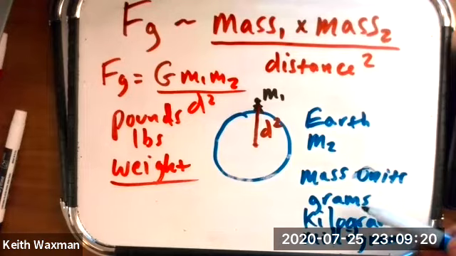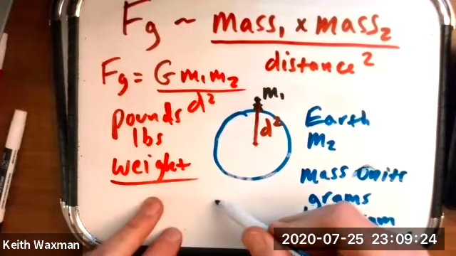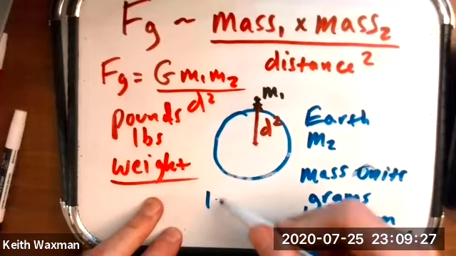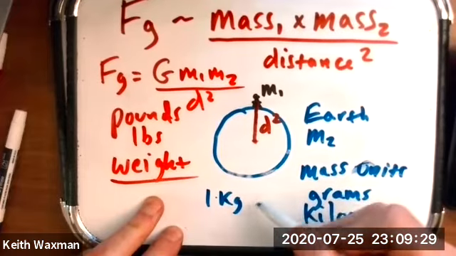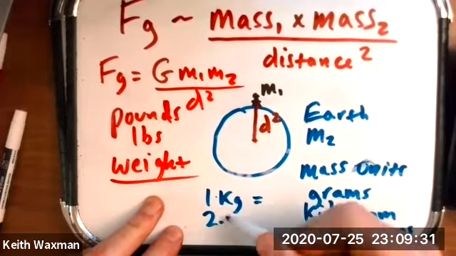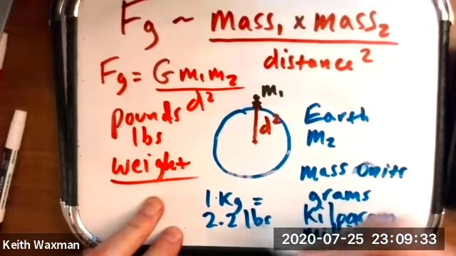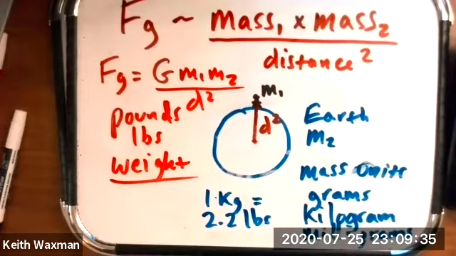But if you had 1,000 grams, a kilogram at Earth's surface is 2.2 pounds. 1 kilogram equals 2.2 pounds at the surface of the Earth. So let me show you this. Let me show you a weight here.